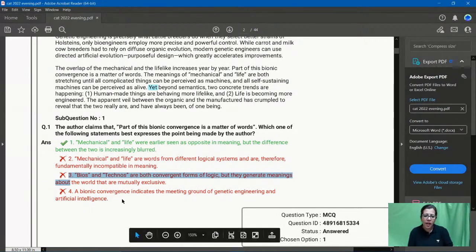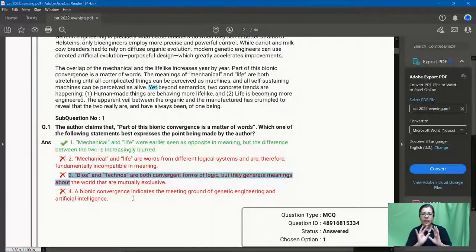Go to option 4. A bionic convergence indicates the meeting ground of genetic engineering and artificial intelligence. This is totally crap. I eliminate 4. So it's between 1 and 3. Now, if I check closely between 1 and 3, don't you think it's very easily said that, okay, option 1 is what the author is trying to say?